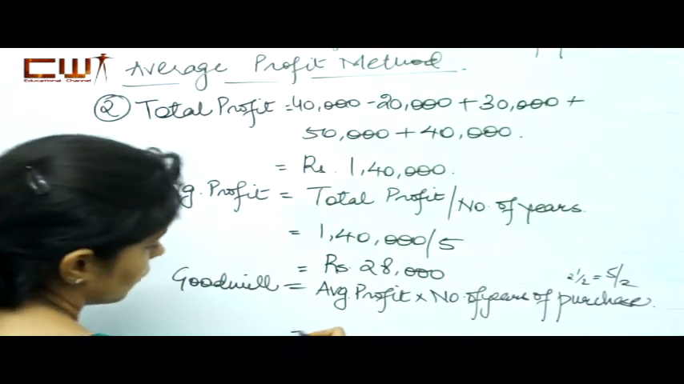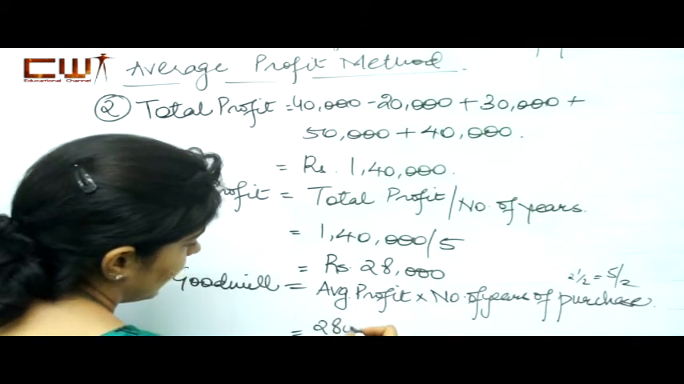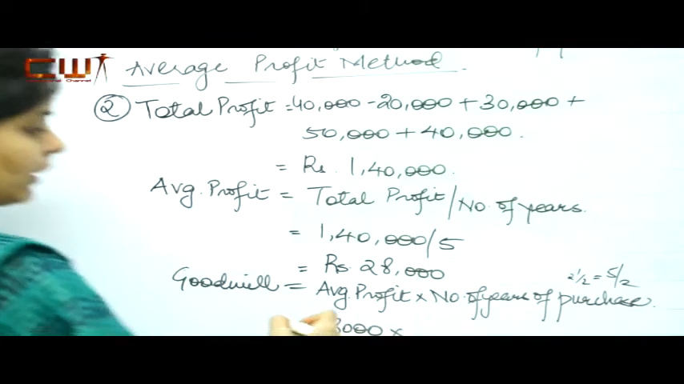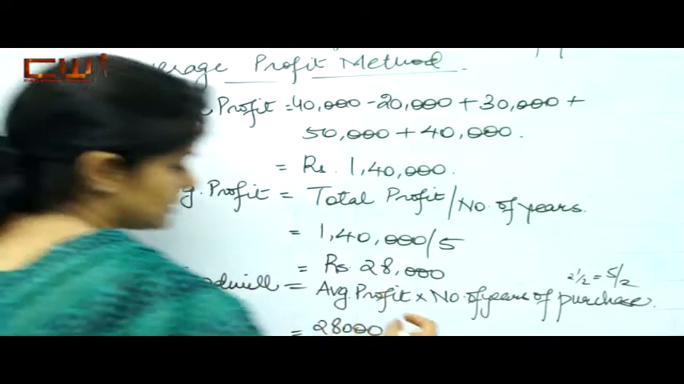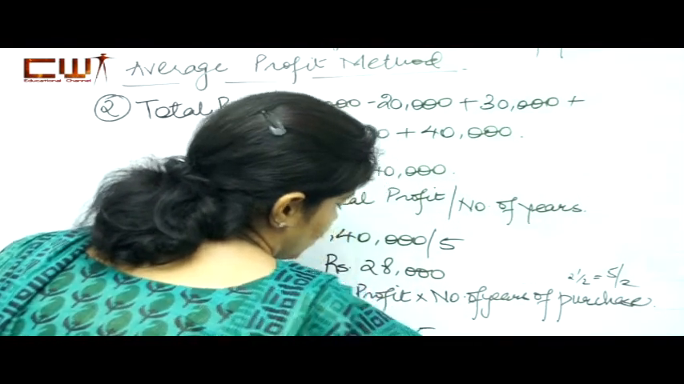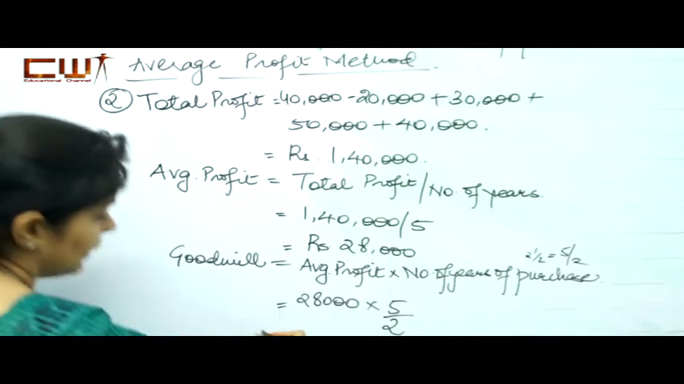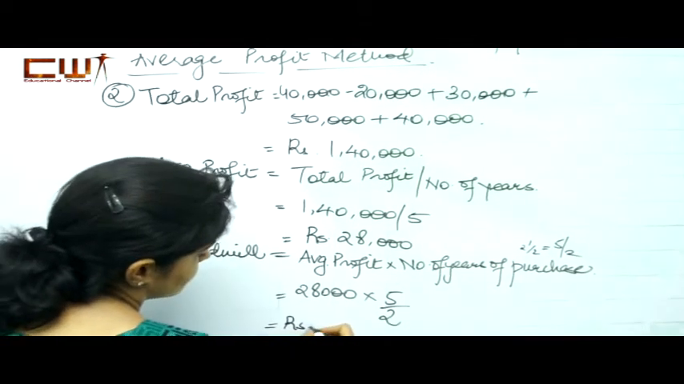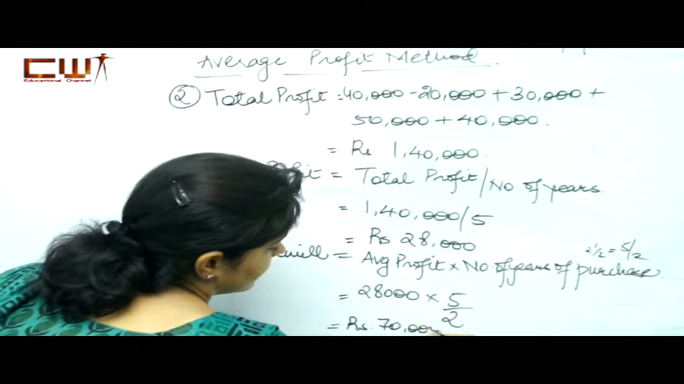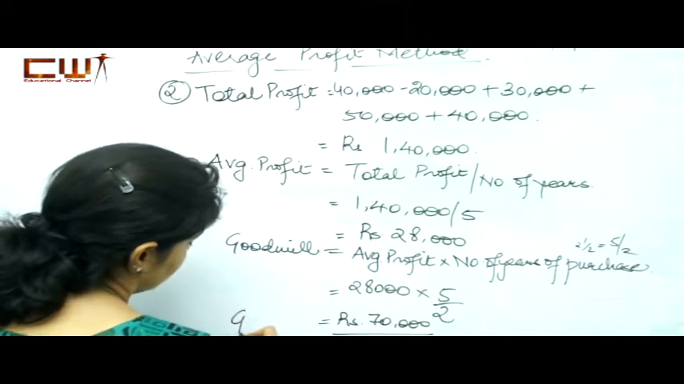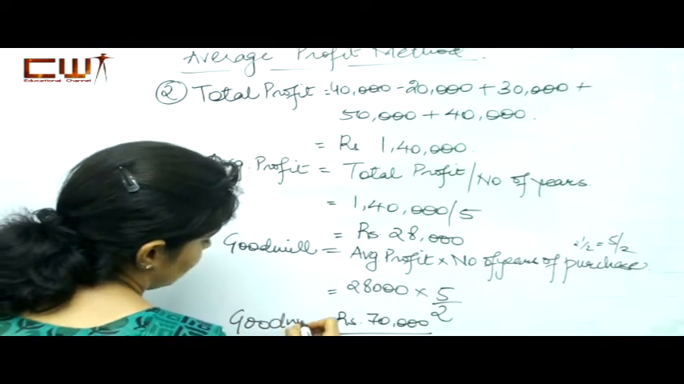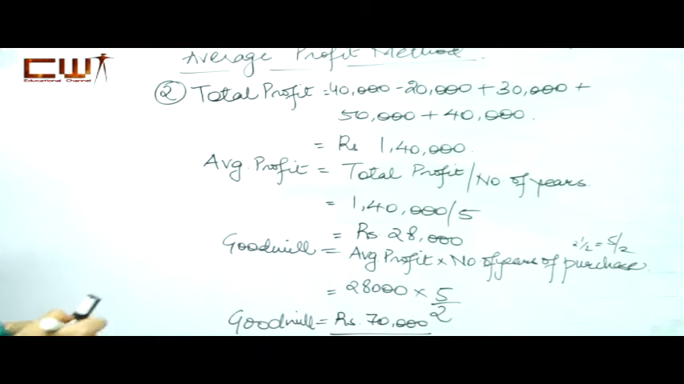So what is the average profit that you have got? 28,000, right? What is the number of years of purchase? 5/2. So 28,000 divided by 2 is 14,000. 14,000 into 5 will be 70,000. So rupees 70,000 is the goodwill of that particular company.